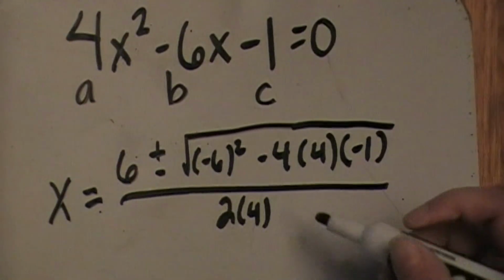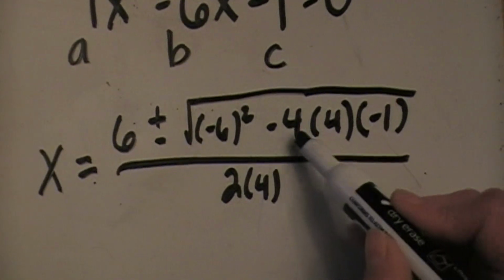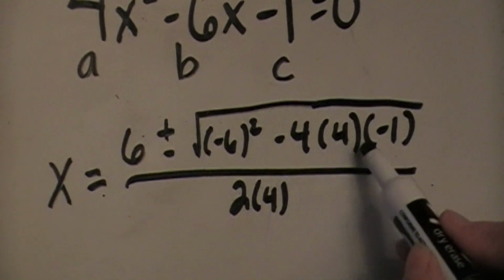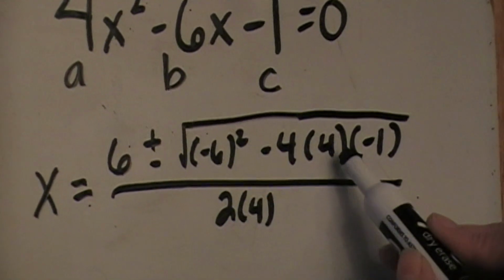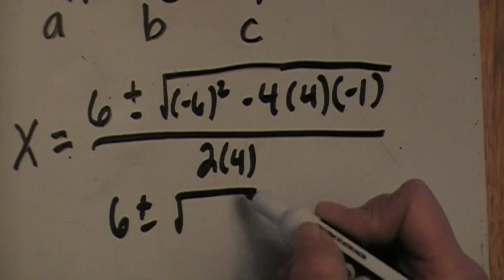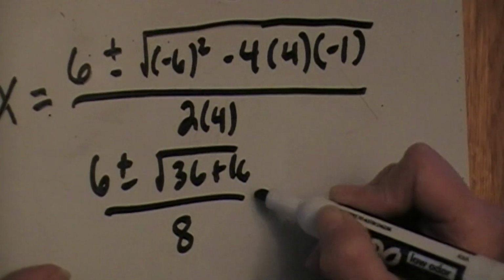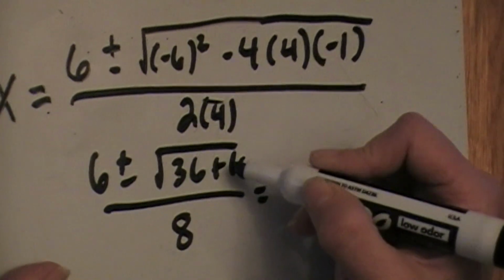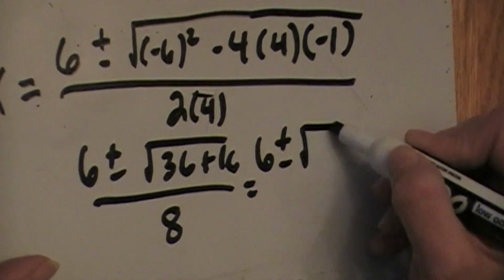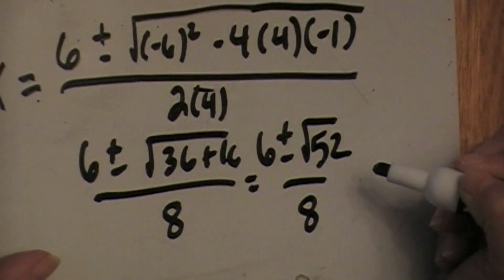Now we need to simplify. When you simplify negative 6 squared, you get 36. And then negative 4 times negative 1 is a positive 16. So 36 plus 16 is what we have to work with here. So 6 plus or minus the square root of 36 plus 16 over 8, because 4 times 2 is 8. Now this gives us 52. So it is 6 plus or minus the square root of 52 over 8. This is the answer B, and half of you put that.